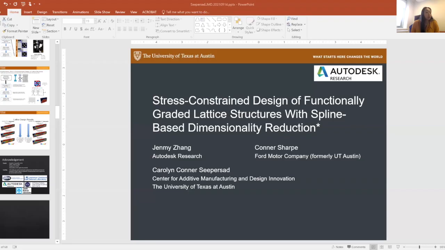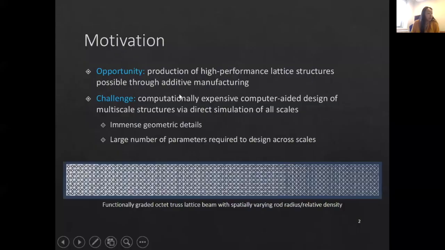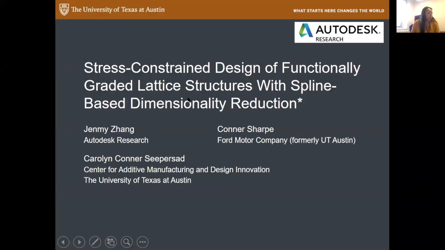It's my pleasure to introduce Professor Carolyn Seepersad. Dr. Seepersad is a Mike Walker Professor in Mechanical Engineering at the University of Texas at Austin. She received her PhD in mechanical engineering from Georgia Tech in 2004, and she is the director of the Center for Additive Manufacturing and Design Innovation. The topic of her presentation is the paper titled Stress Constraint Design of Functionally Graded Lattice Structure with Spline-Based Dimensionality Prediction. Thank you, Carolyn.